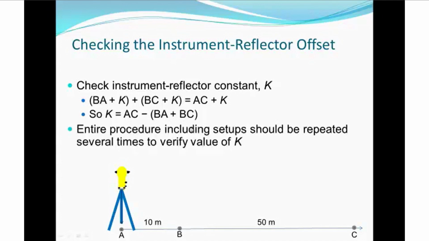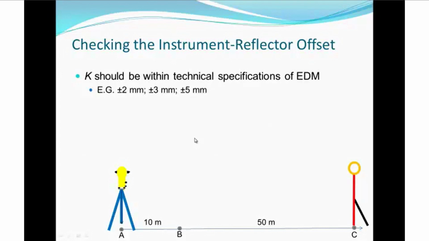Now with that said, that doesn't mean that you actually use a negative in your instrument, but I'll just leave that go for right now. Right now what I want to say is when you do that once, you want to do it several times. You will then go to your instrument manual and see if it's within the technical specs. So if your EDM is 2 millimeters, then you want it within 2 millimeters or approximately within 2 millimeters. If it's 3 millimeters, you want it within 3 millimeters and so on down the line.